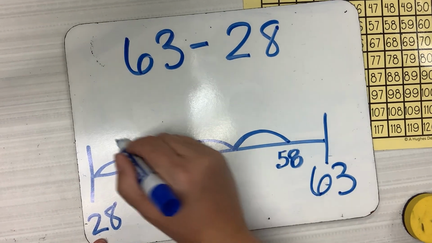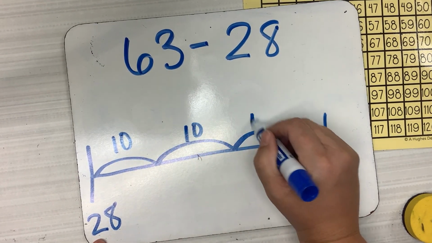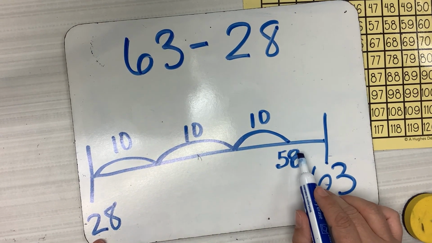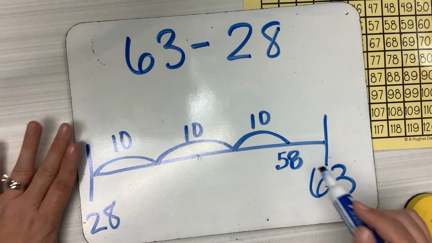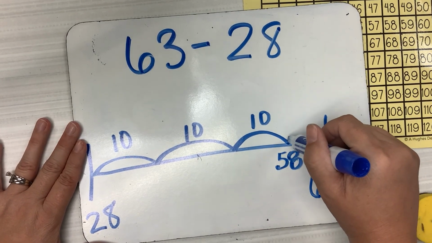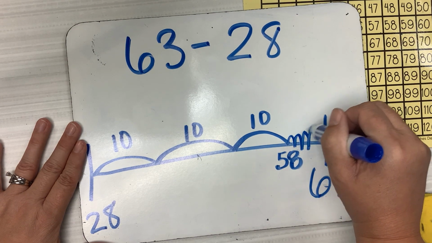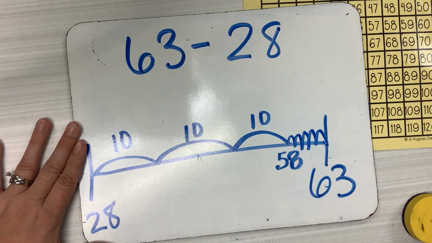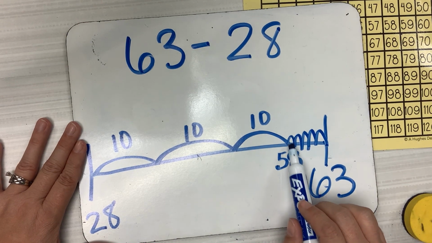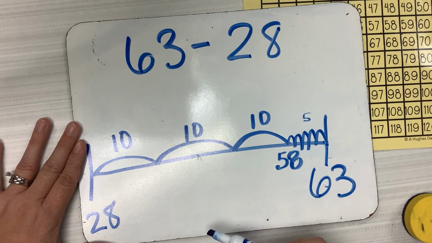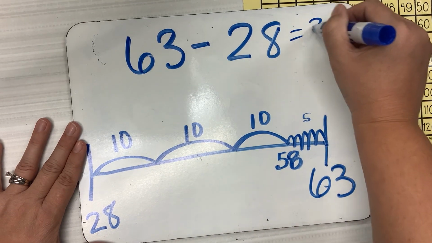10, 20, 30. You can do it like this, or you can do one big jump with a 30. We did that in class too. Now I'm going to count by ones. 58, 59, 60, 61, 62, 63. How many ones hops did I have? 1, 2, 3, 4, 5. We had 5 one hops. 10, 20, 30, 5. Answer is 35.